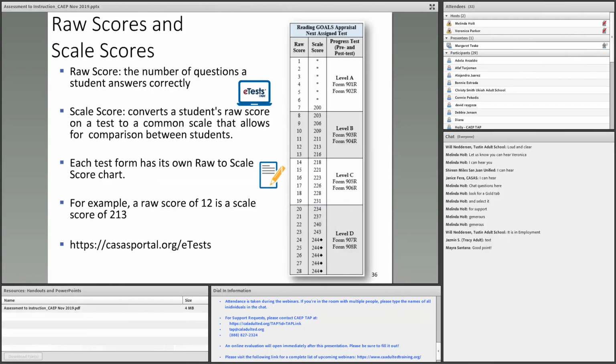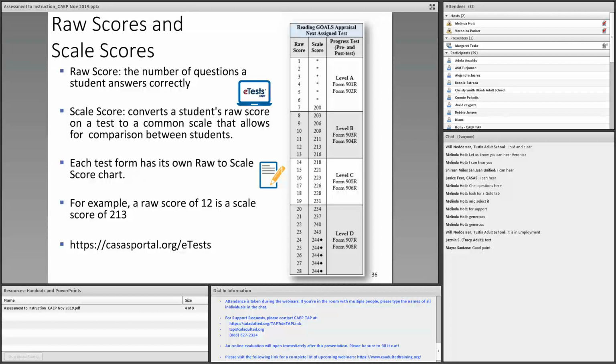If you're not familiar with CASAS test scores, generally there's raw scores and scaled scores. I did refer to scale score, so why do we do that? We don't refer to raw score because that is just the number of questions answered correctly. Scale score converts that score to a comparable score between different forms at different levels. So a score of 220 would put that person in a level C, and you can compare different forms so that you know where they're at.